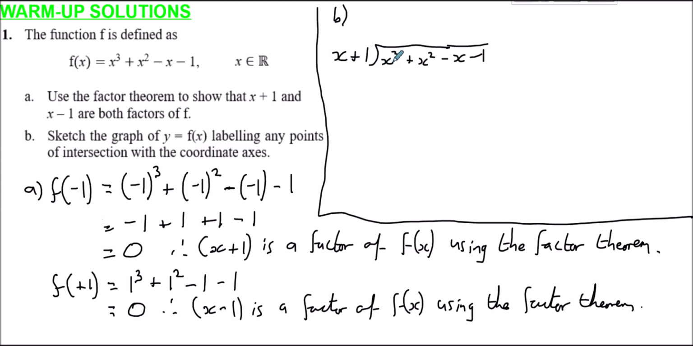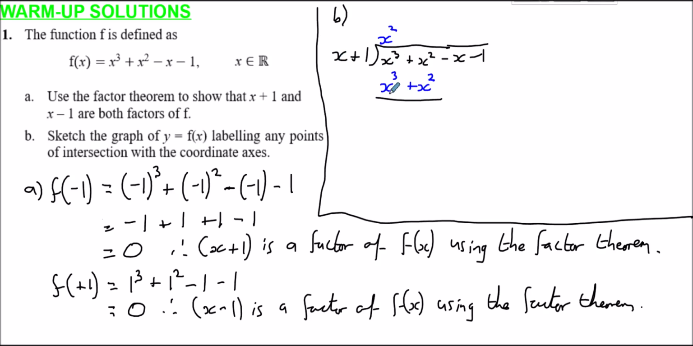So first of all, we're going to divide x cubed by x. x cubed divided by x is going to give us x squared. Then we multiply x squared by the divisor, which is x plus 1. So x squared multiplied by this gives us x cubed plus x squared. After multiplying the answer by the divisor, the next step is we subtract.